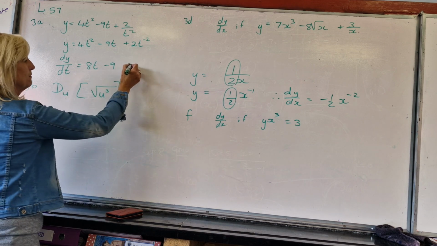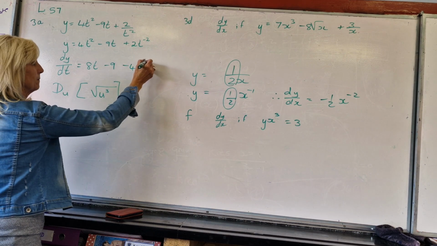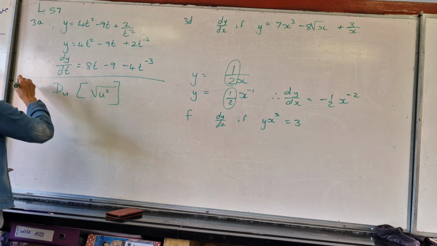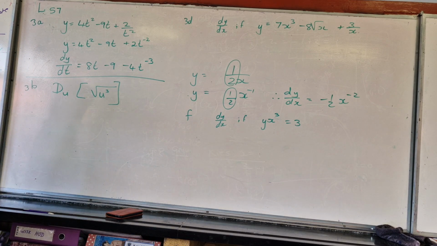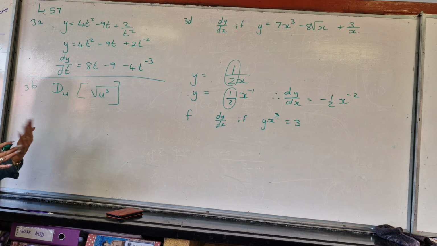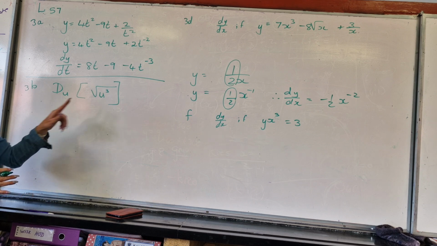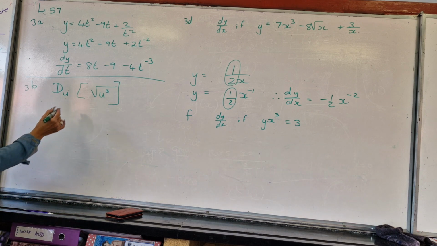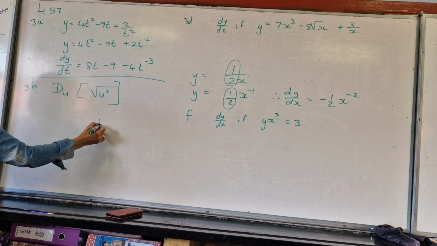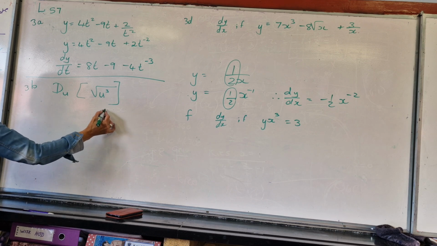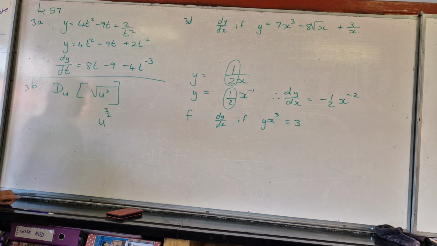This one will be negative 4 t to the negative 3, which we can write in various ways, please don't. Leave it like that. Don't simplify and make mistakes. Next one. Is it derivable? No. You've got to write it as u to the power 3 over 2, not 2 over 3.